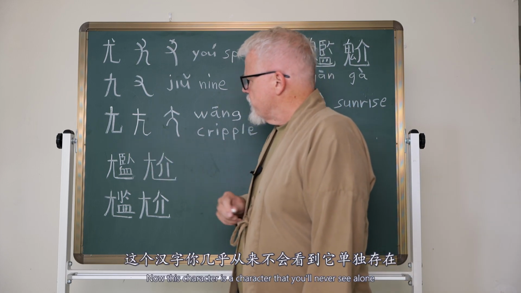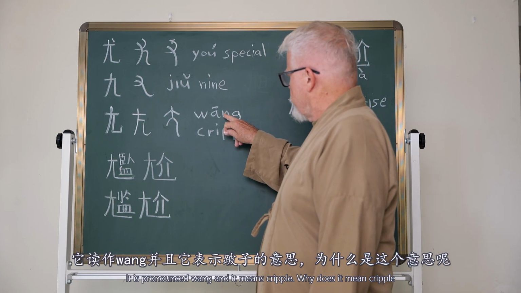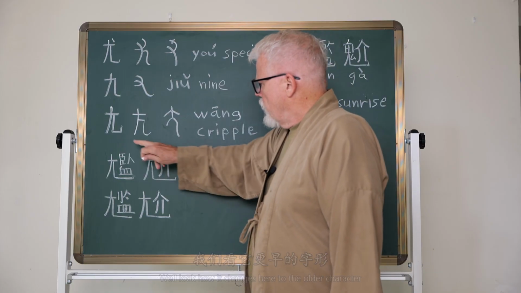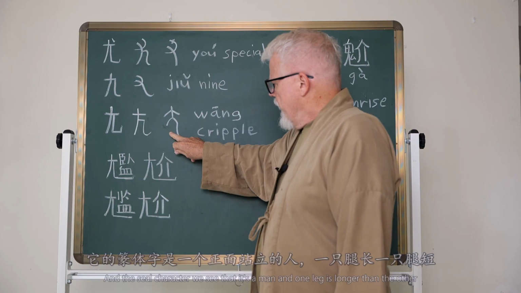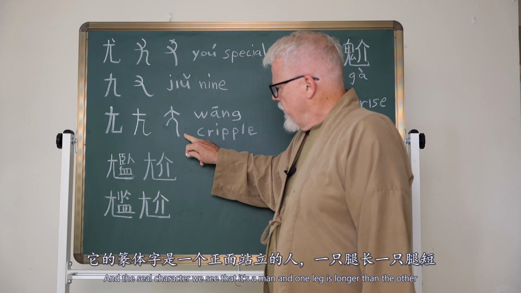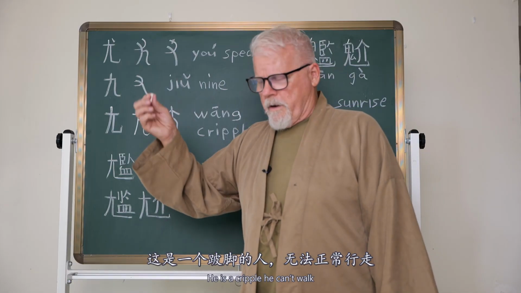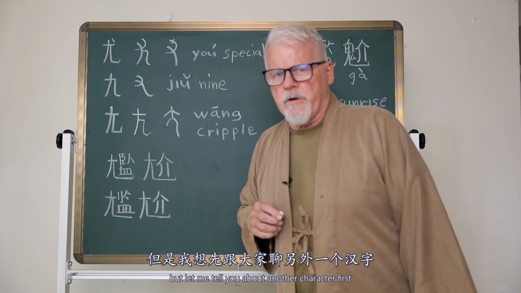Now this character is a character that you'll never see alone. It is pronounced wang, and it means cripple. Why does it mean cripple? Well, look how it changes here to the older character. And the seal character, we see that it's a man, and one leg is longer than the other. He's a cripple, he can't walk. So we have this character Ganga, but let me tell you about another character first.